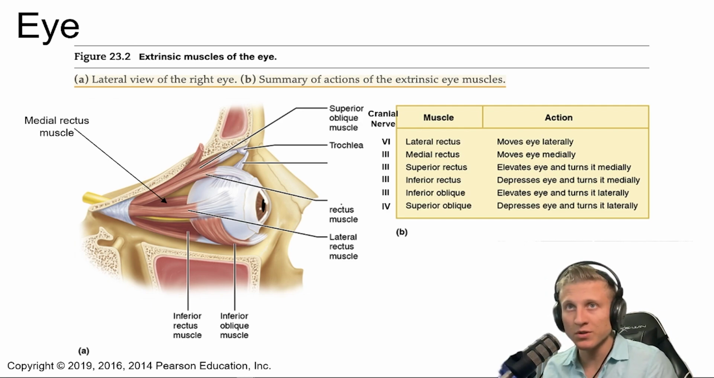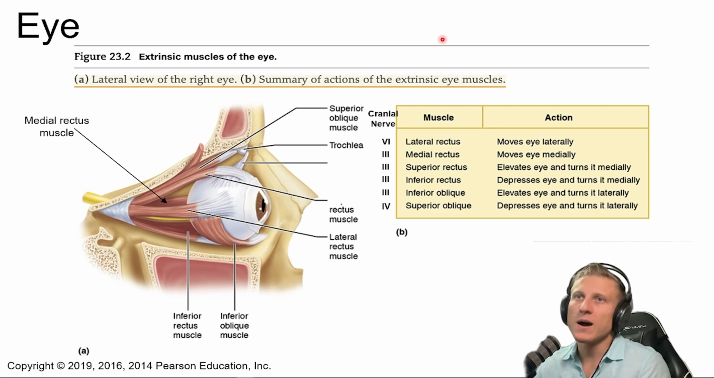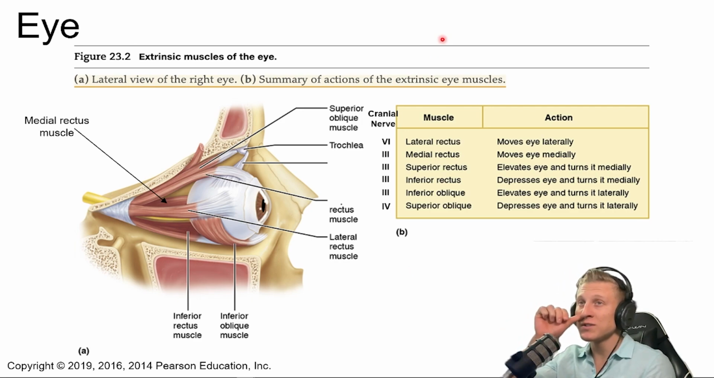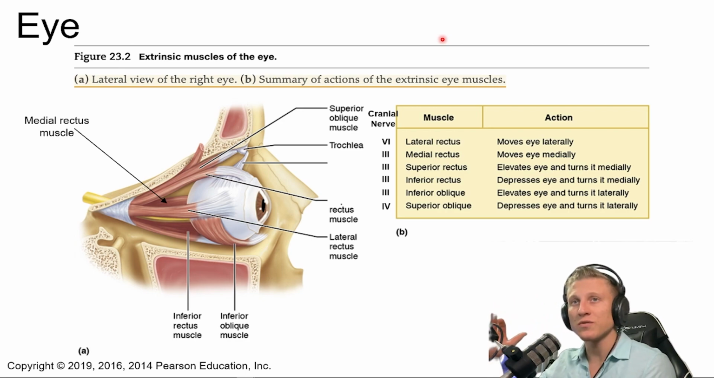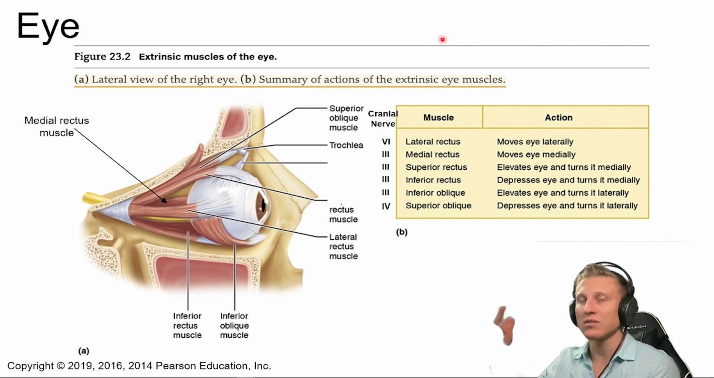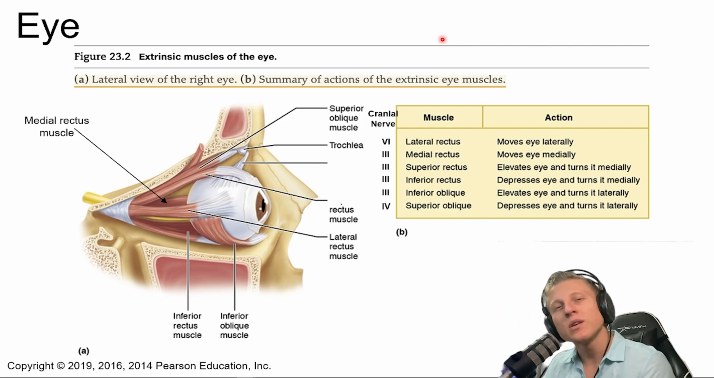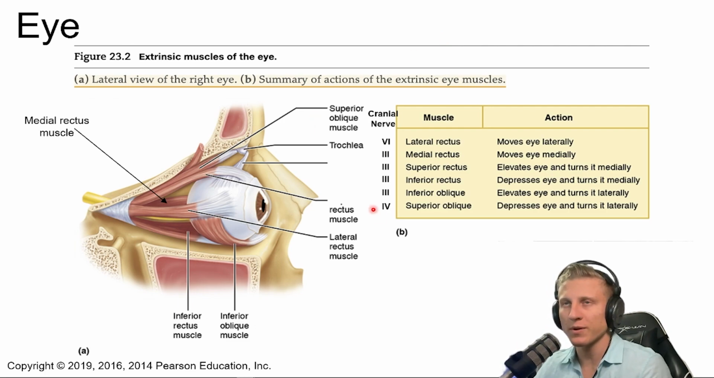First things first, we're going to talk about our motor nerves associated with the eye. We discussed this previously when we were covering cranial nerves. Here I have them labeled out as to each muscle and its associated cranial nerve that is controlling its function. You need to know the name, the cranial nerve associated with it, as well as the action, how it is moving the eye. Don't be too intimidated by this. It's relatively straightforward, okay?